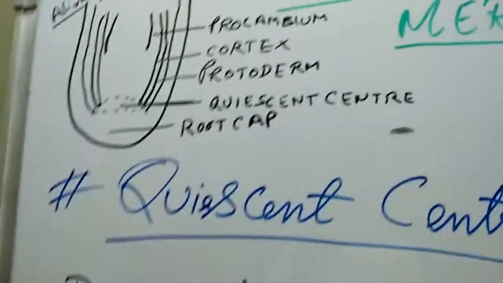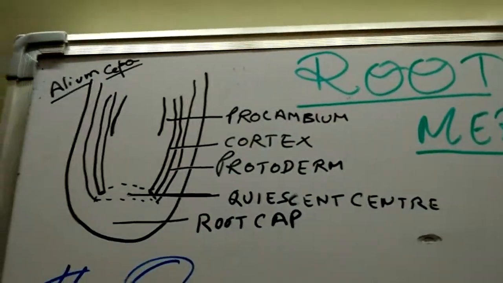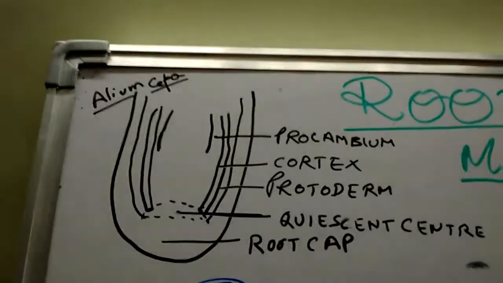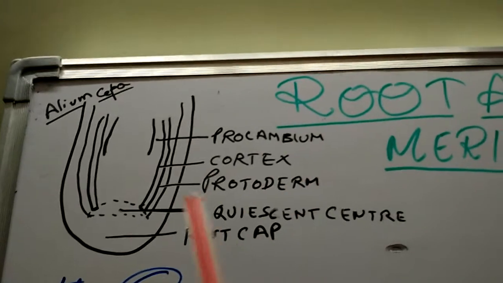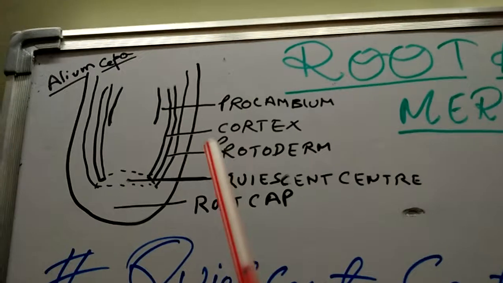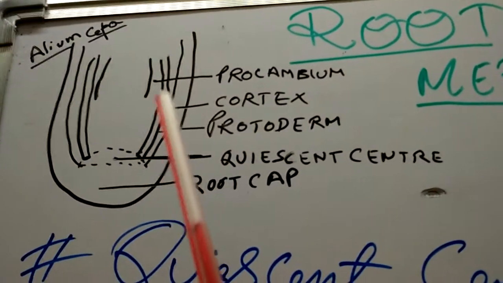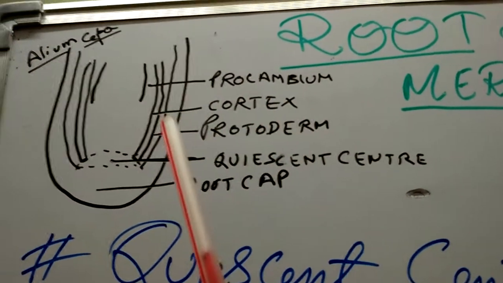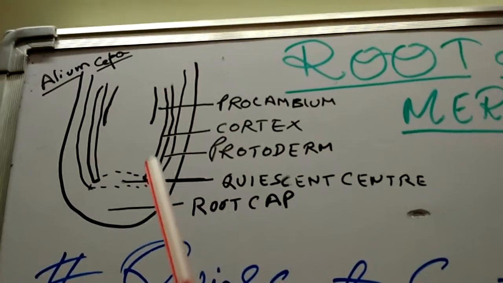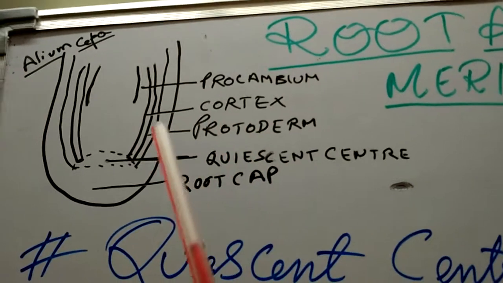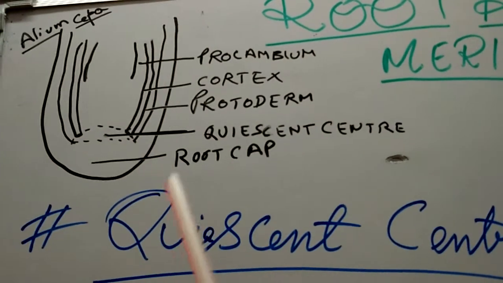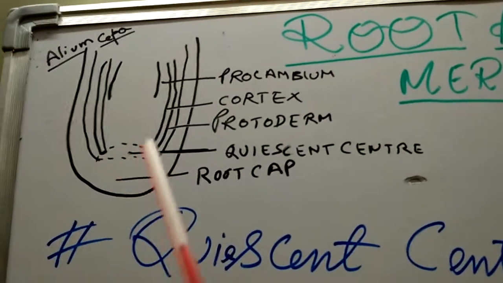Now the final diagram of the root apical meristem of Allium cepa, which is commonly known as onion. This is the scientific name of onion. So this is the root apical meristem of Allium cepa, or onion, and the innermost portion here is known as procambium, producing the vascular cylinder or the vascular bundle. Then the next region is the cortex, then the protoderm, then the quiescent center, which is present just above the root cap. So this is the quiescent center.